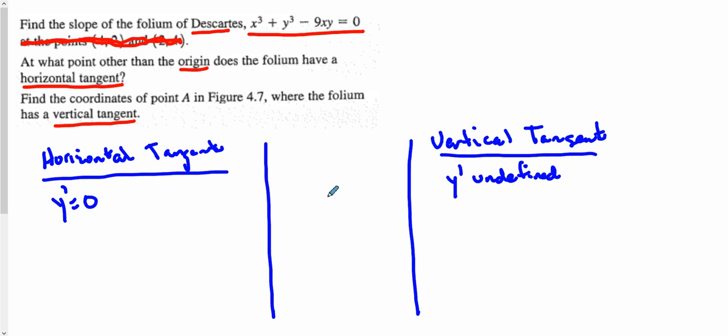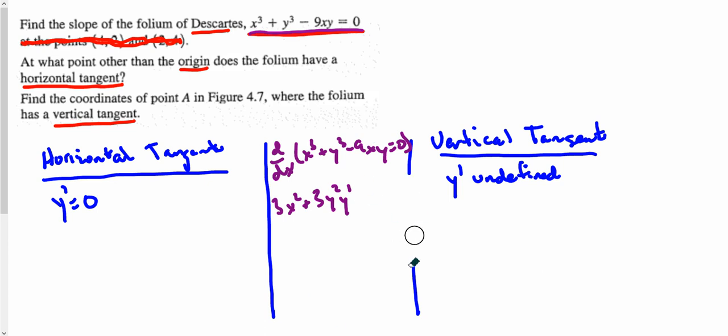Well, the first thing we need to do is figure out the derivative. So we're going to take this equation, the folium of Descartes, and find the derivative. We're going to take the derivative of x cubed plus y cubed minus 9xy equaling 0. Okay, and so we have 3x squared plus 3y squared, don't forget the y prime. And we have to use a product rule right here, and I'm running out of room, so I'm going to just erase some of this. Minus 9y minus 9x y prime, and that's going to equal 0.